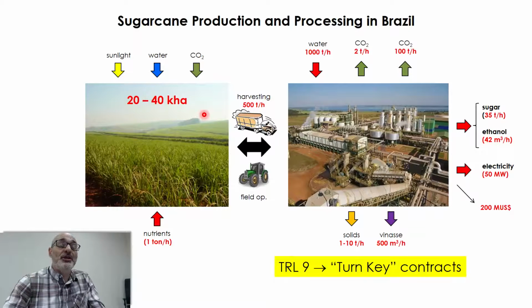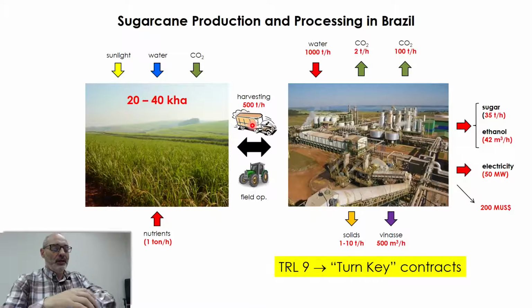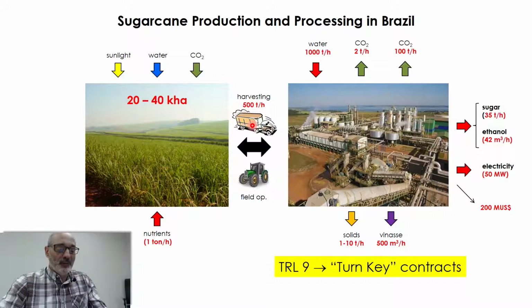And when you do the calculations, by processing 500 tons of sugarcane, so this is the amount of sugarcane that you have to process. For instance, in terms of logistics, this means unloading one wagon like this every 5 minutes. So it's a very, very significant logistic problem, okay?